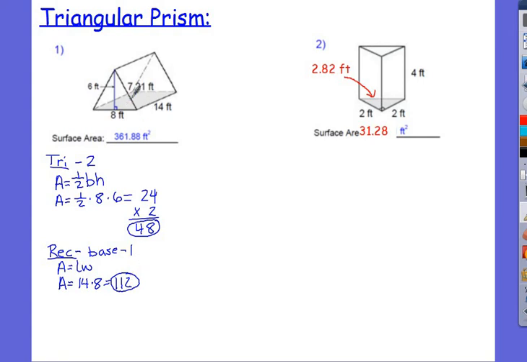Could you just multiply that by 3 in your grades? Could I? Are they the same size rectangles? No. Sometimes they could be, but in this case they are not.